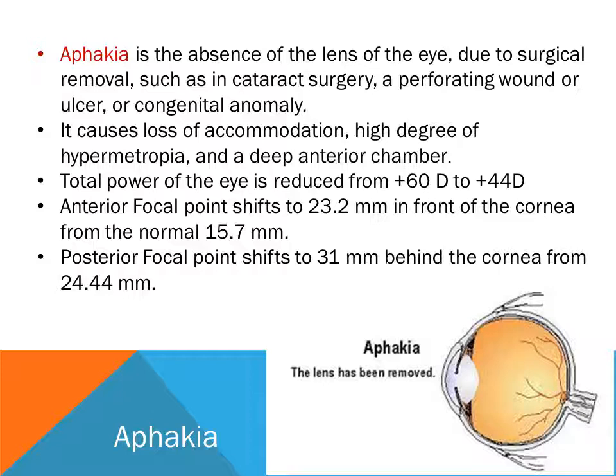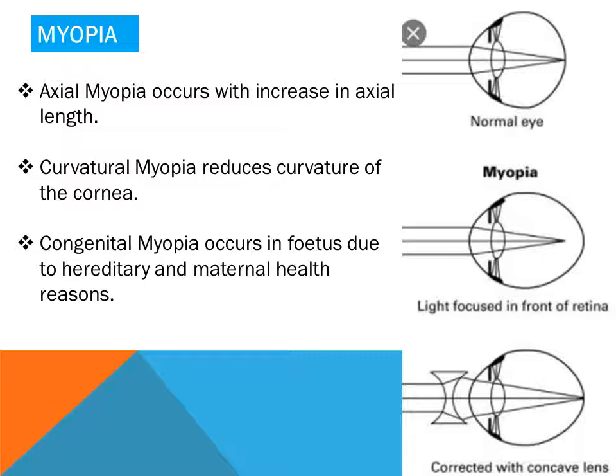Anterior focal point shifts to 23.2 mm in front of the cornea from the normal 15.7 mm. Posterior focal point shifts to 31 mm behind the cornea from 24.44 mm. Myopia. Axial myopia occurs with increase in axial length. Curvature myopia results from increased curvature of the cornea. Congenital myopia occurs in the fetus due to hereditary and maternal health reasons.